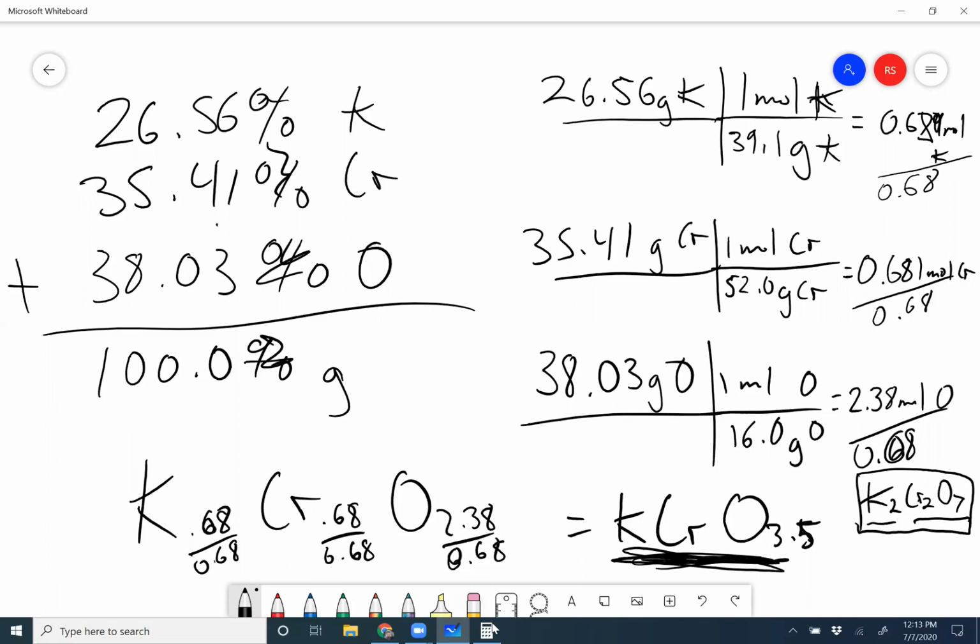Well, say for instance, you're dealing with a covalent compound. Say for instance, we have some carbon, hydrogen, oxygen thing, and we would like to know what it was.